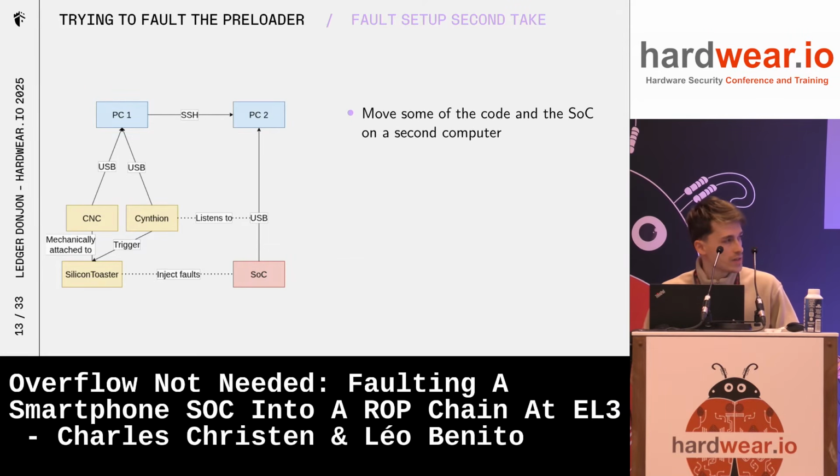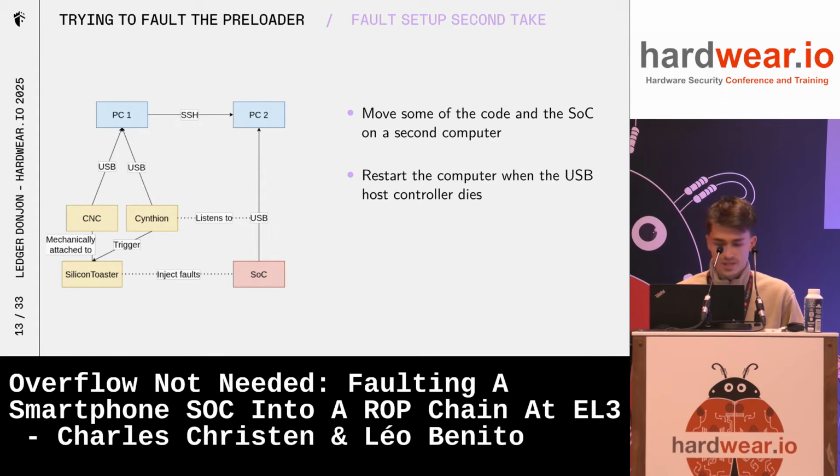So after trying different solutions, we settled on the following solution. We connected the SOC to a second computer. We still have the Cintian in the middle that is watching the USB communication and can provide a trigger. But this time, when the host controller of the second computer crashes, we can just restart this computer without affecting our other tools.